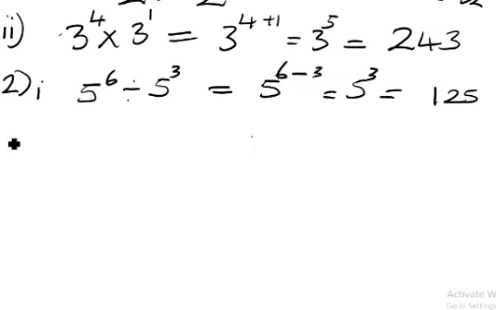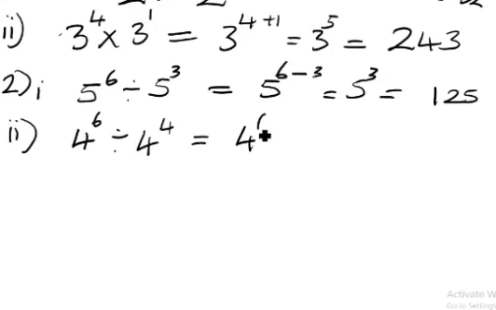Number 2ii. Let's take for example 4 raised to power 6 divided by 4 raised to power 4. This is equal to 4 raised to power 6 minus 4, which will give me 4 raised to power 2. This will give me 4 squared, which is 16.